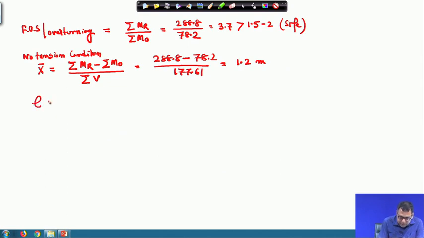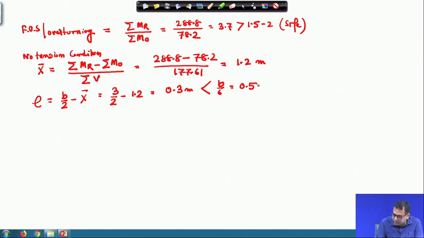So, the eccentricity e is B by 2 minus x bar. Now, B is 3 meter, divided by 2, minus 1.5. So, this is 0.3 meter. Now, that is less than B by 6, which is 0.5 meter. Okay, so it is okay.